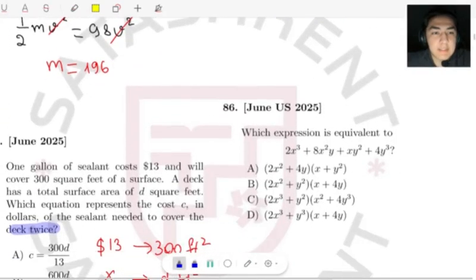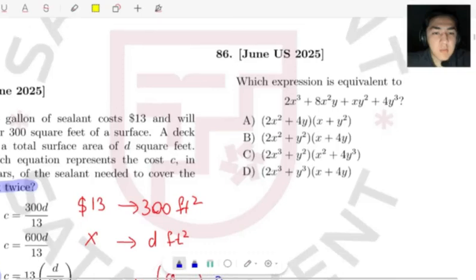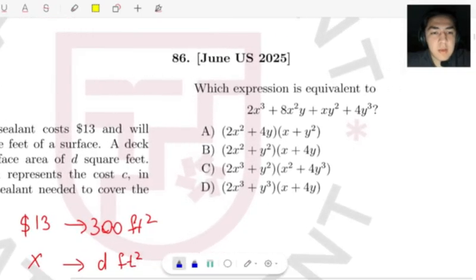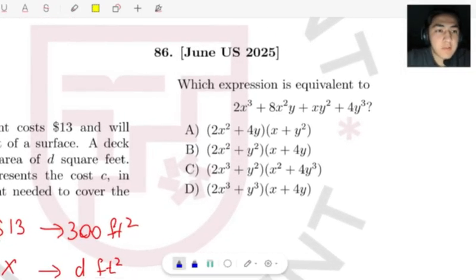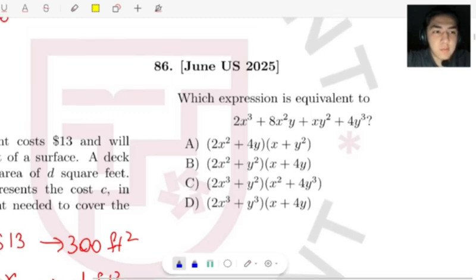86. Which expression is equivalent to this one? Now we have to factorize, guys. Of course you can check the options and open each of them, but this is not preferable, guys. Why? Because it will be too time consuming. Instead, you can do another thing, which is way easier, way simpler.